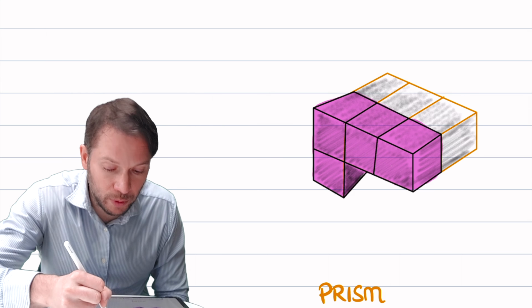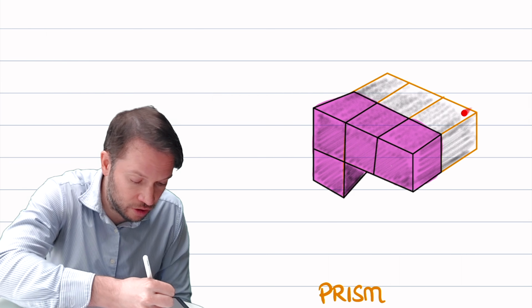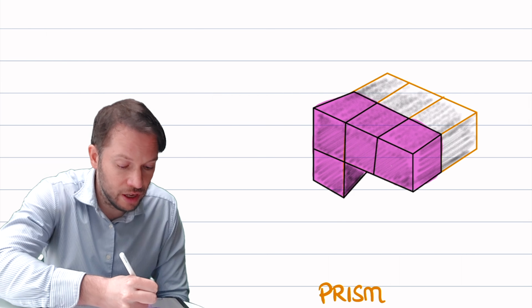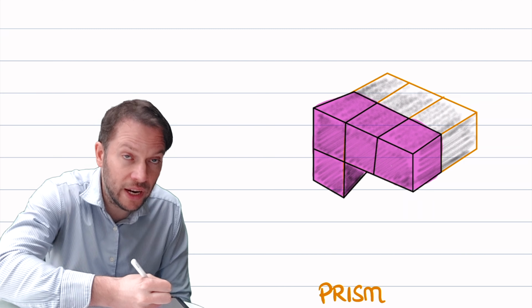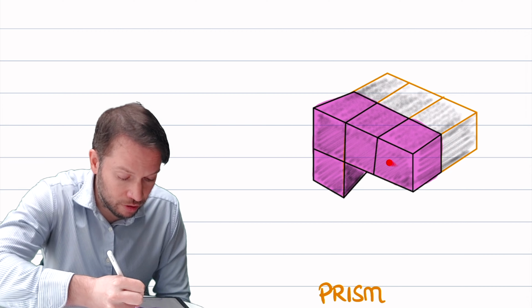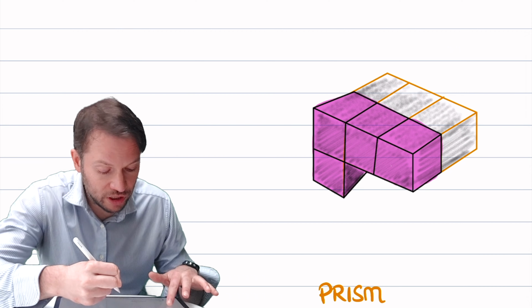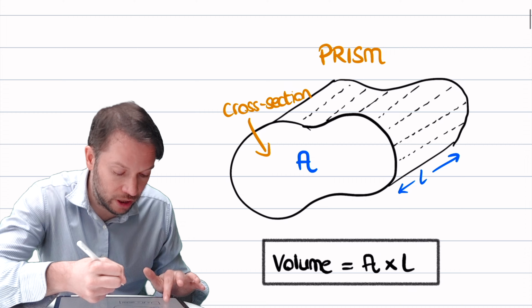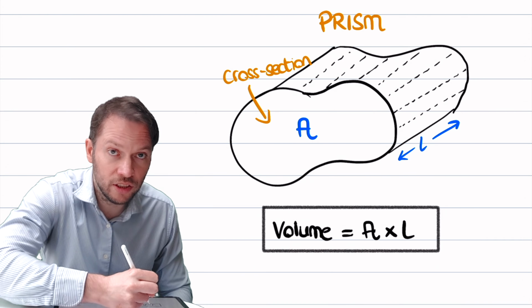But how many layers do we have? Well, we can see we have 2 layers. The length of this prism is 2. So we just multiply the 4 by 2 to get the total number of cubes. So we effectively did the area of the cross section times the length, which is exactly what we did here. The volume is just going to be the cross-sectional area times the length.